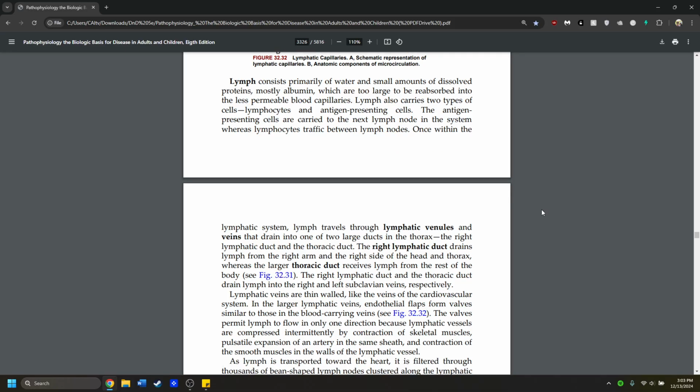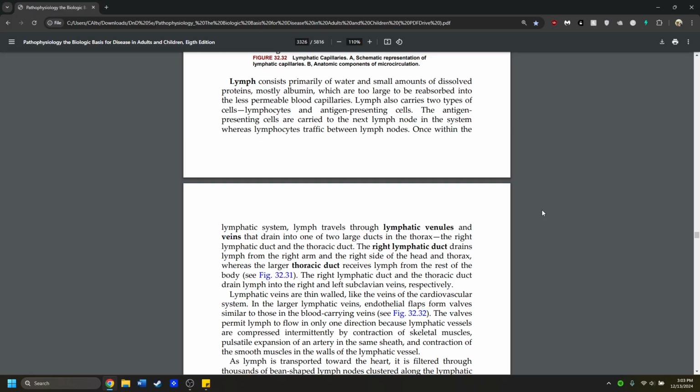Lymph consists primarily of water and small amounts of dissolved proteins, mostly albumin, which are too large to be reabsorbed into the less permeable blood capillaries. Lymph also carries 2 types of cells, lymphocytes and antigen-presenting cells.